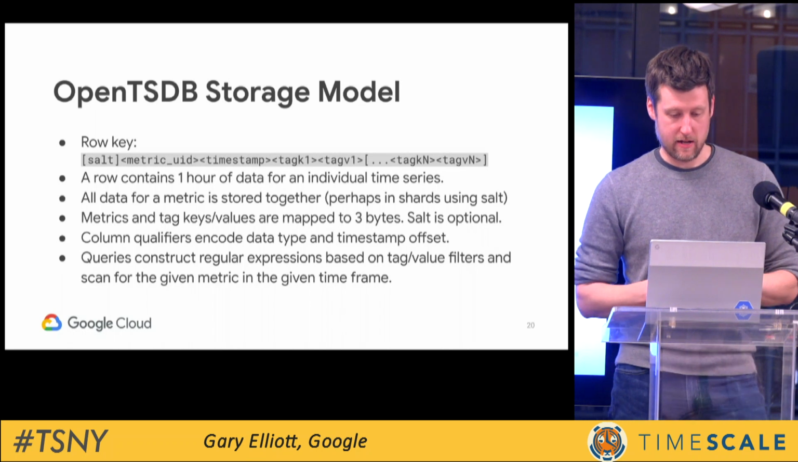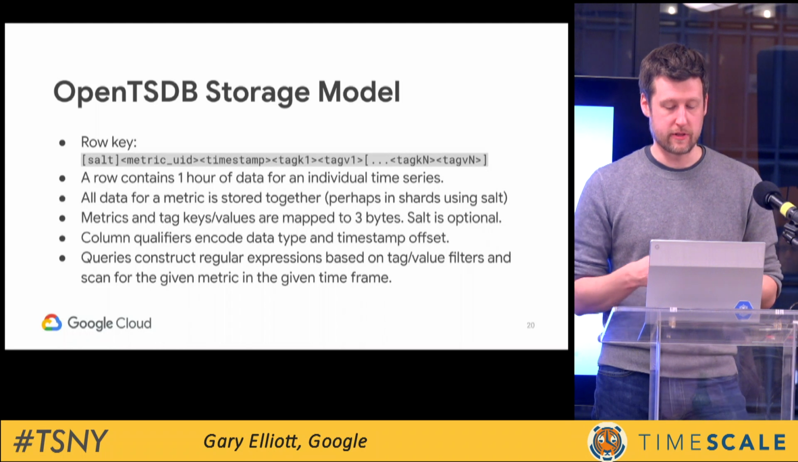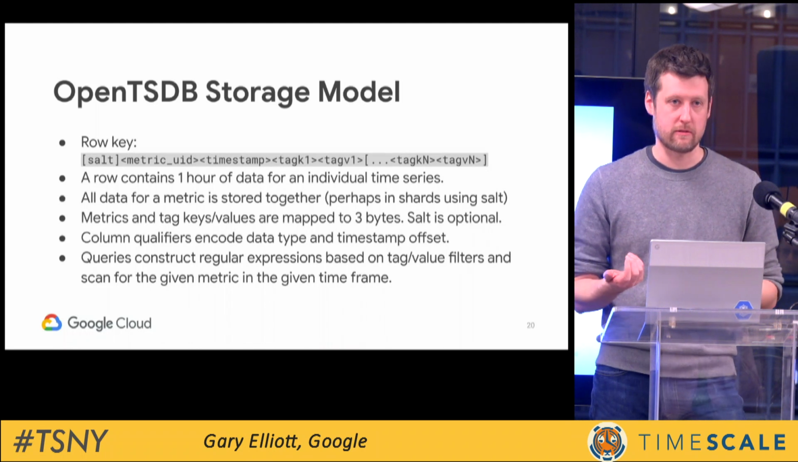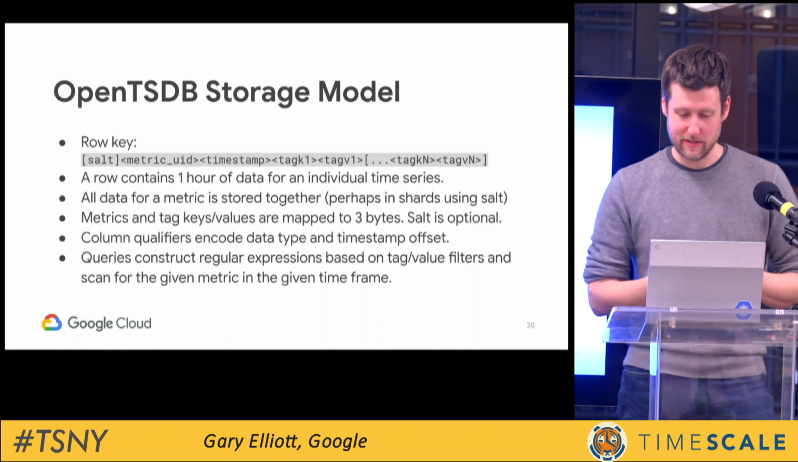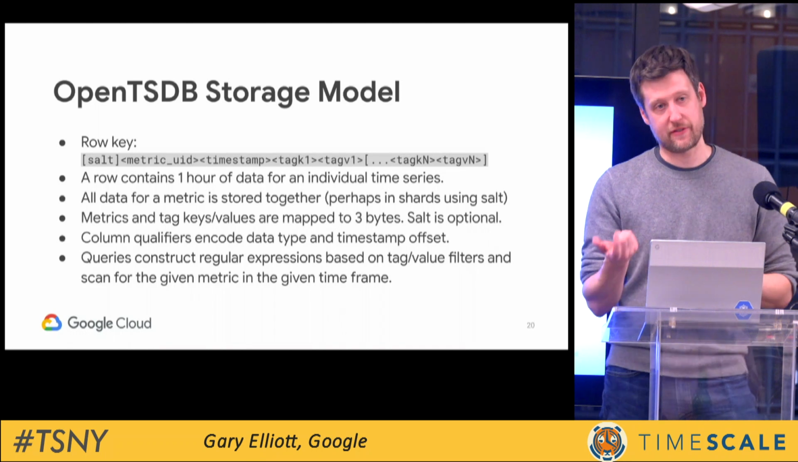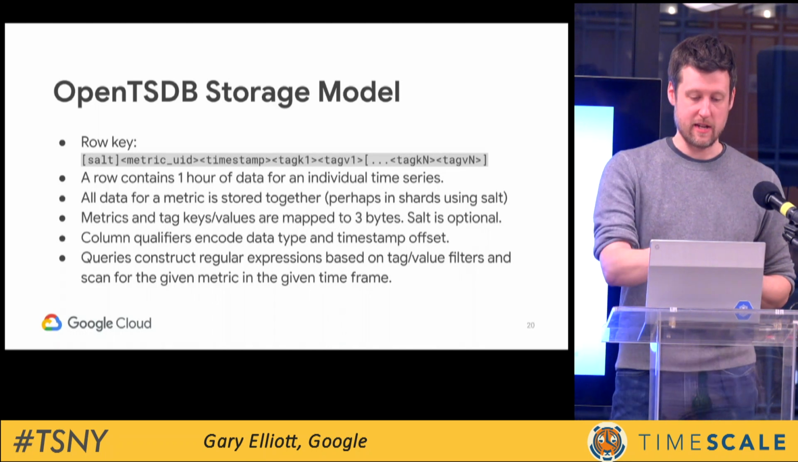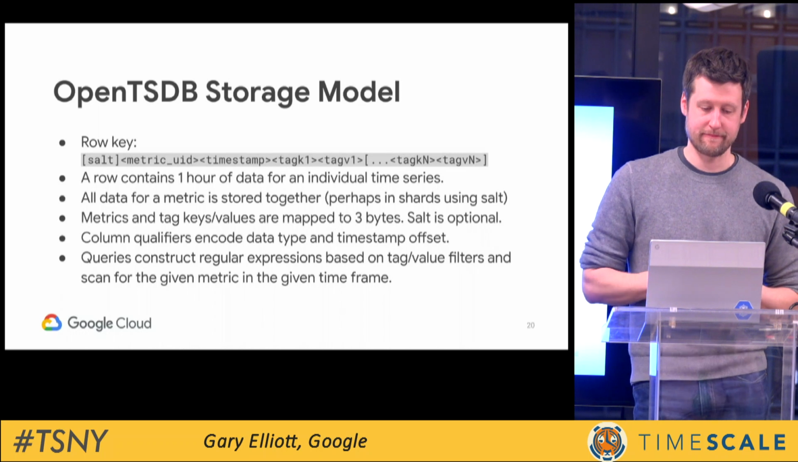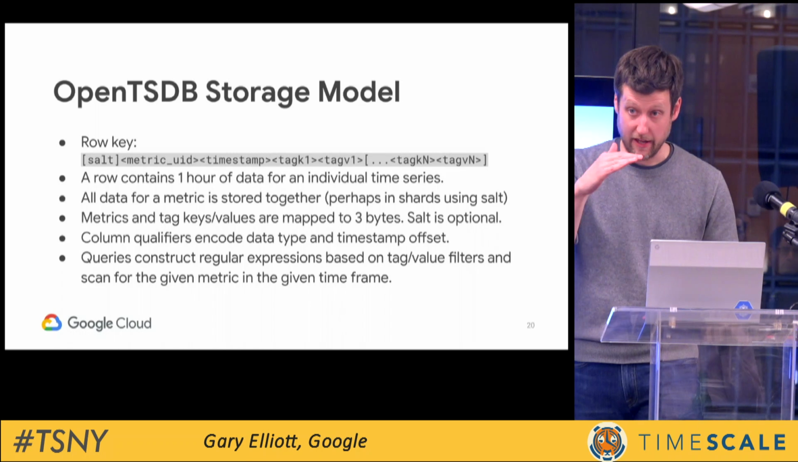And each column encodes a data type, whether it's an int or a float. You can mix and match, which is fun, inside one time series. And then they will have an offset encoded in that column as well, which is an offset against the base timestamp that's in the row key. So effectively, this stores all the data for a metric together contiguously.